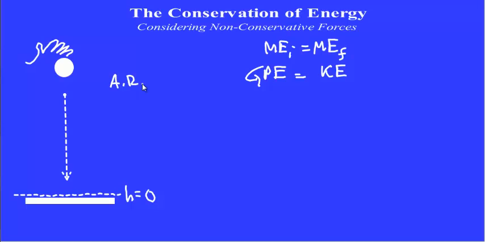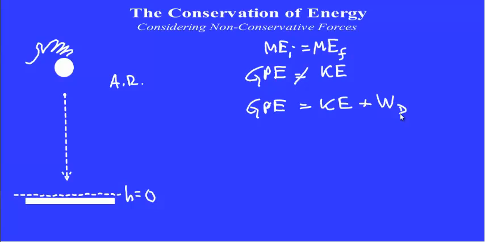So that here would no longer be true. What would be true is this: we would have GPE equals KE plus whatever work was done by air resistance or drag, the work done by drag.